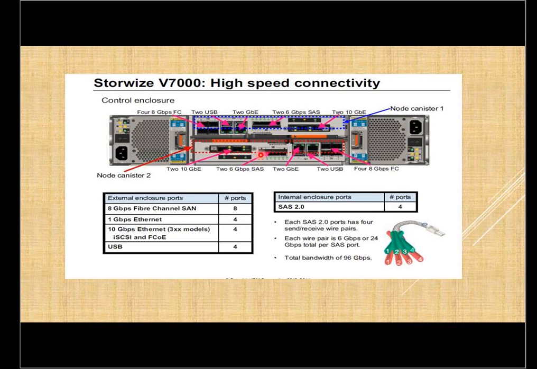Now you can have 4 USB ports again, as we had in case of SVC. Apart from it, you have again SAS ports. So total number of port count for SAS port is 4 ports. Okay? So 2 ports per node canister.